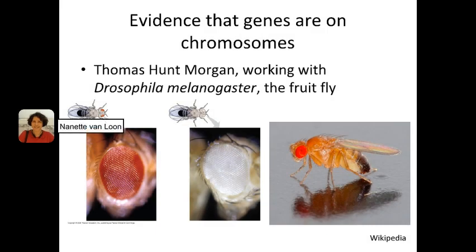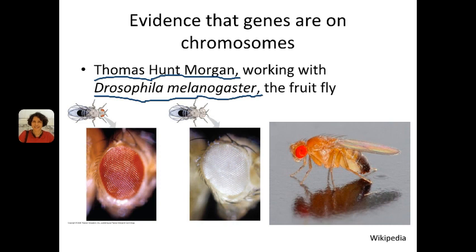When the chromosome theory of inheritance was proposed by Sutton and Boveri, a lot of people were skeptical about it. And one of those skeptical people was Thomas Hunt Morgan. He was a geneticist, and he worked at Columbia University, and he started working with a little fly called Drosophila melanogaster. And in the next few slides, we're going to take a look at how he accumulated evidence that supported the chromosome theory of inheritance.